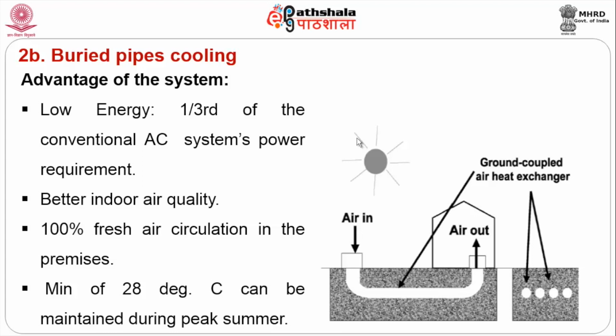Minimum of 28 degrees centigrade can be maintained during peak summer. During peak summer, the temperature of a moderate place, especially a place like Coimbatore, can go up to 38 degrees centigrade, which means we can maintain a temperature of 28 degrees centigrade by using this kind of an earth air coupled system.